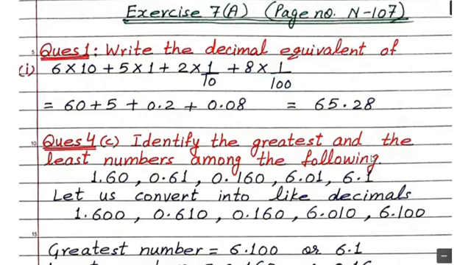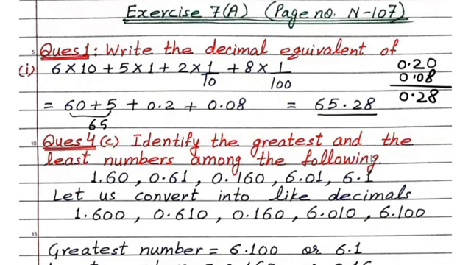Now see how to add them. 60 plus 5 is 65. Now here, children, 0.2 and 0.08. How to add this now? After 2, we can put 1 zero. So this is 8, then 2, then the decimal point, and this. So 65 plus 0.28 is 65.28. I hope it is clear to everyone.